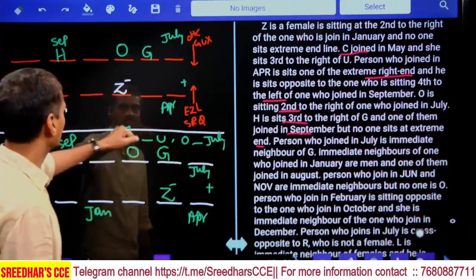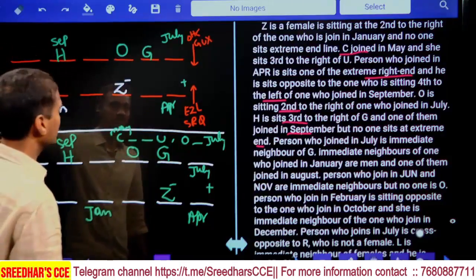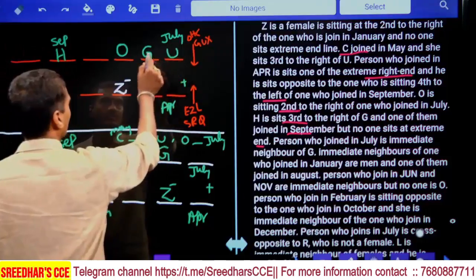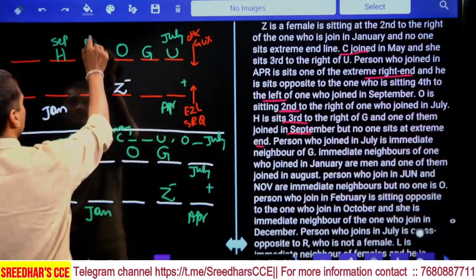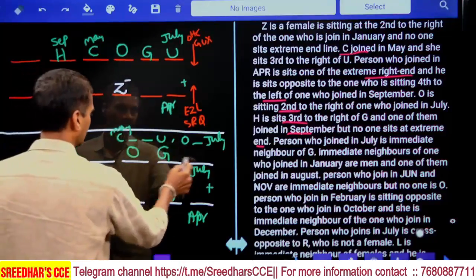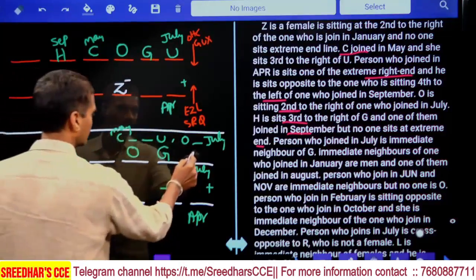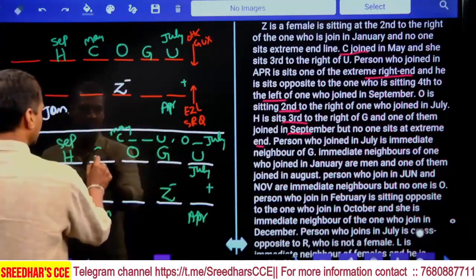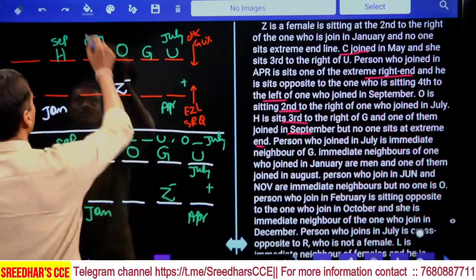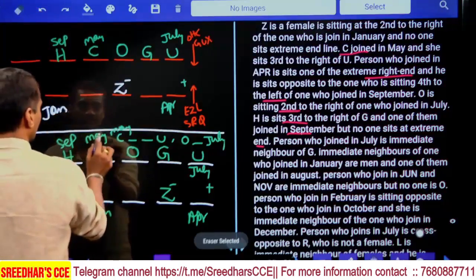Now look at U and C. If U is here, then 1, 2, C must be on this side, not possible. Hence what is the only possibility? U is here, 1, 2, C will be here, and C joined in the month of May. And again, U and C: U cannot be at this place. Hence, U must be here. If U is here, C is here, and C joined in the month of May.